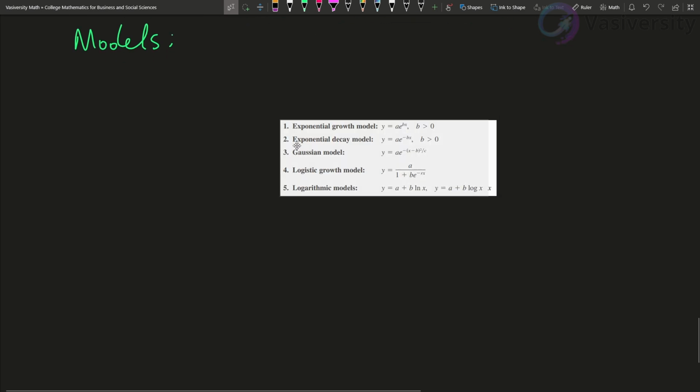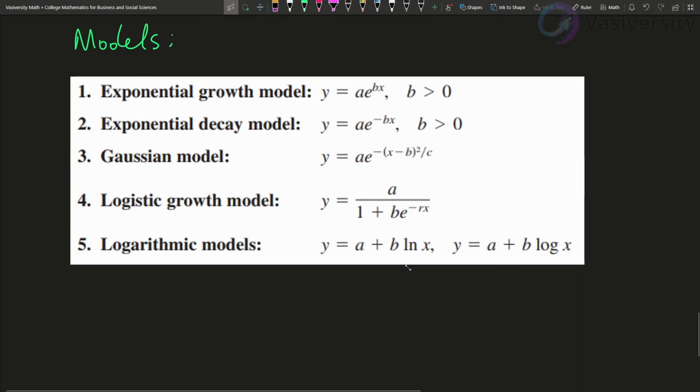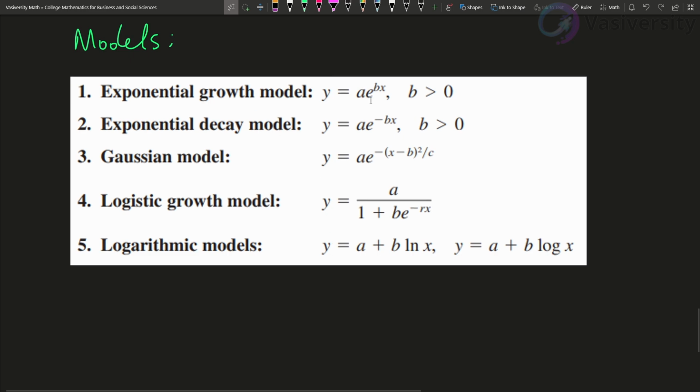So here it is. Number 1 is going to be the exponential growth model, right? So it gives us growth. It can be a population growth, it can be a bacteria growth. Number 2 is the exponential decay model. It's very similar to the growth model, but b is negative, right? So that's a decay model.